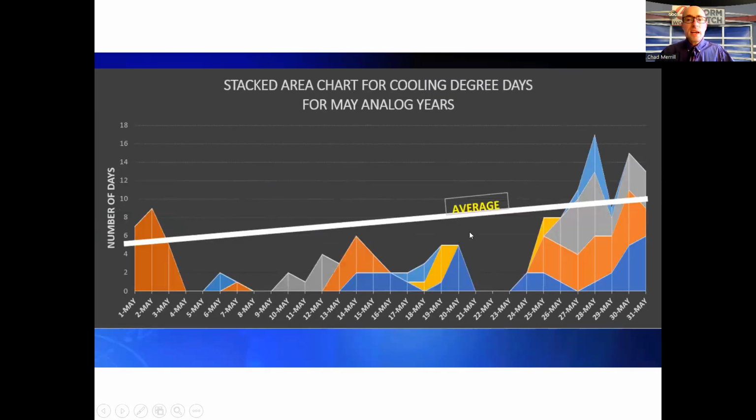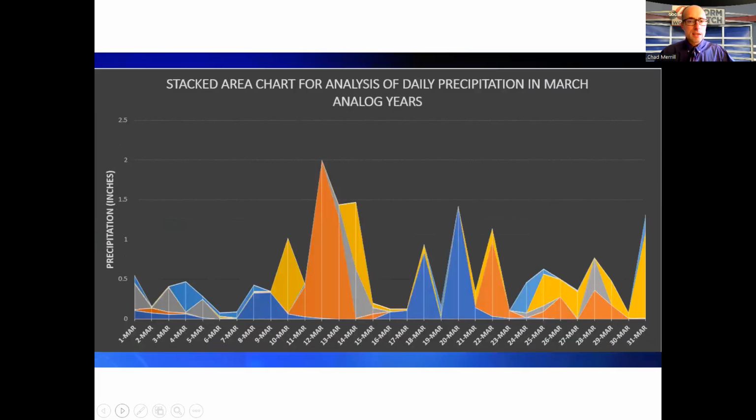And then for cooling degree days in May, there's 3 analog years in which there were an excessive number of cooling degree days. In other words, the best chance for you to have to use your air conditioner for a couple of days would be between the 27th of May and the 31st. Otherwise, not seeing any upside or downside risk for cooling degree days.